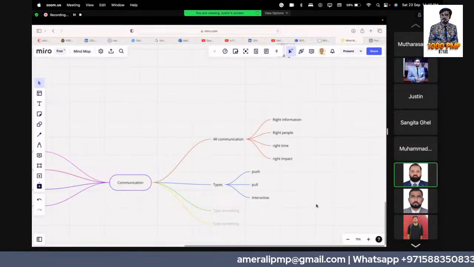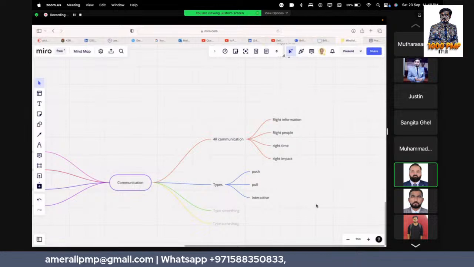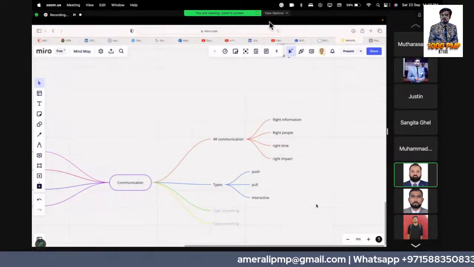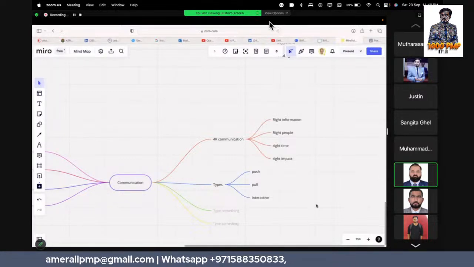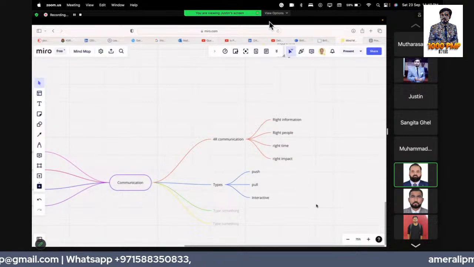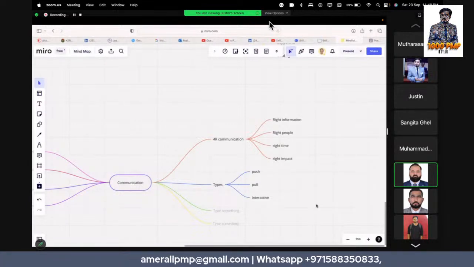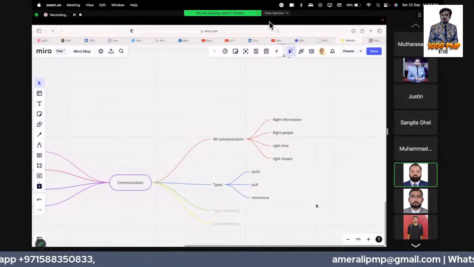In push communication, we just send the information, like email, text message, or telemarketing. In pull communication, we make the effort to get the information, like watching videos on YouTube. In interactive communication, two persons communicate and use feedback. Note that communication is the job of the PM. 90% of the PM's job is communication.